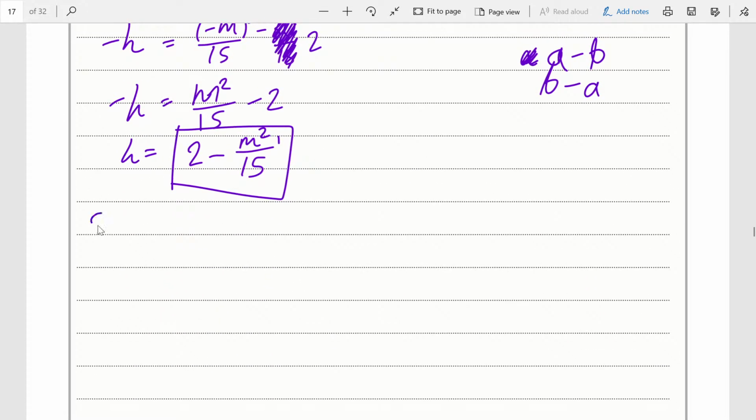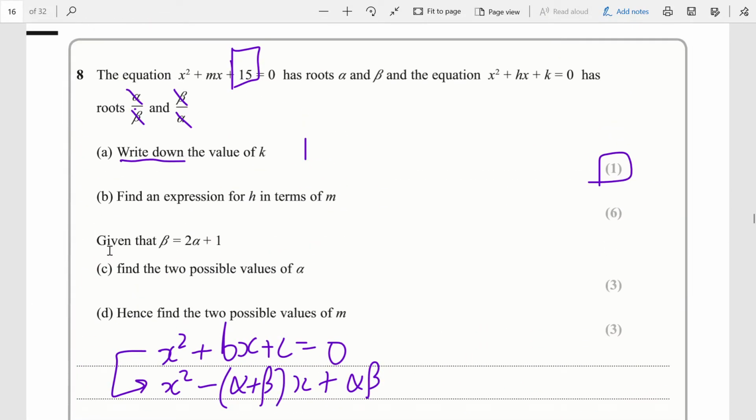Now, thirdly, question C. Given that beta is 2 alpha plus 1, find the two possible values of alpha. So I think that since there is no hence, and because alpha is just the root of this equation, I don't think we're going to be looking at this equation for this part of the question.